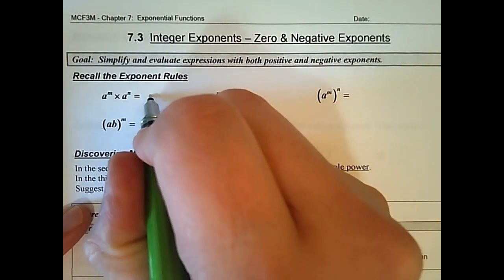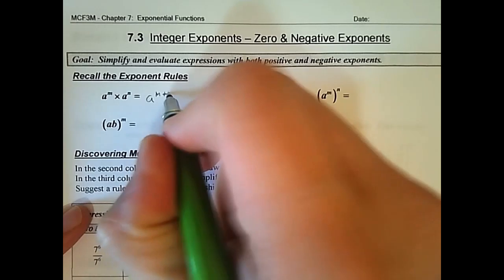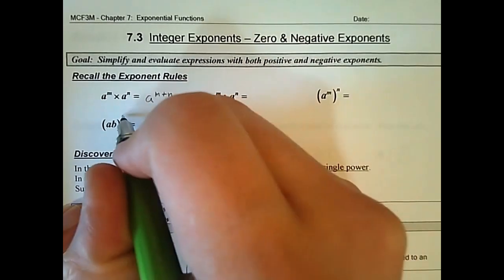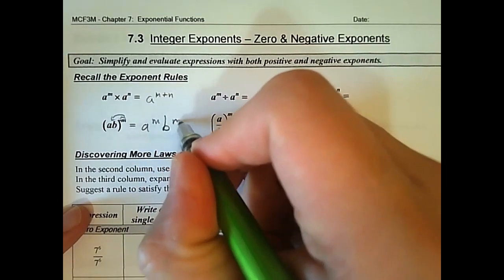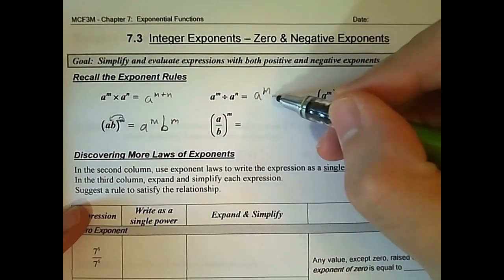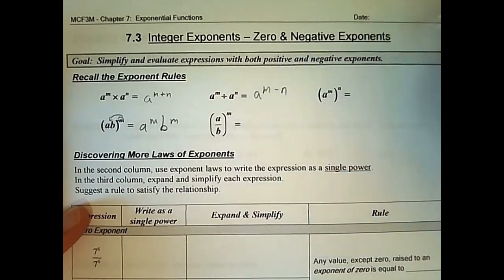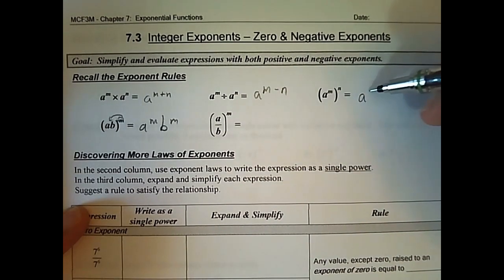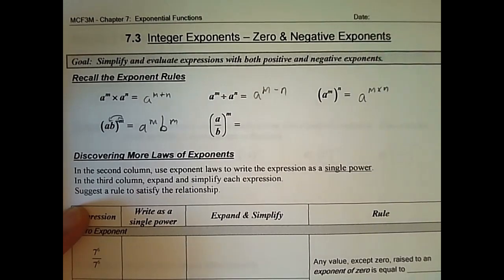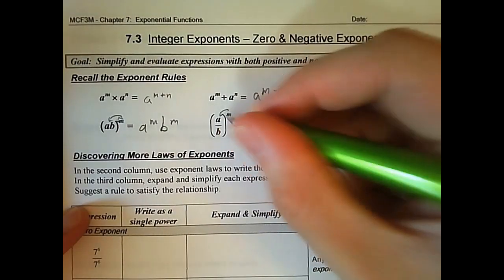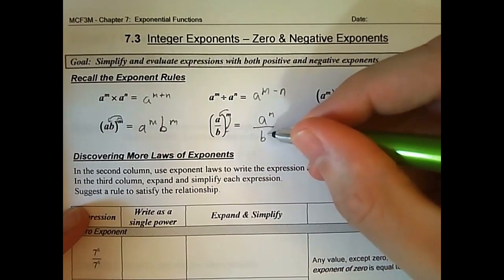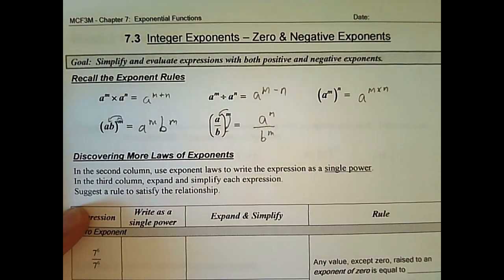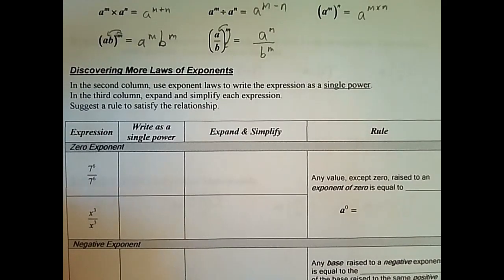If I'm doing this, I'm going to add these. I'm going to apply the exponent to both of these. Here I'm going to subtract these ones, the exponents. Here I'm going to multiply the exponents. And for this one, I'm going to apply the exponent to the top and the bottom of the fraction. And that's what we just learned a little bit ago. So we're going to learn a couple more laws for these exponents.